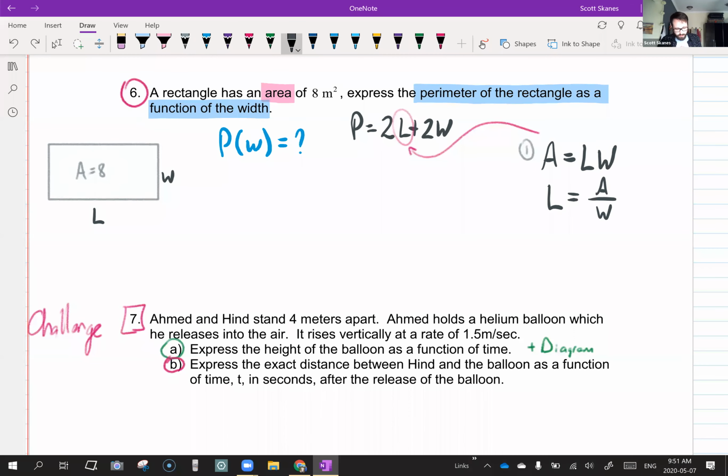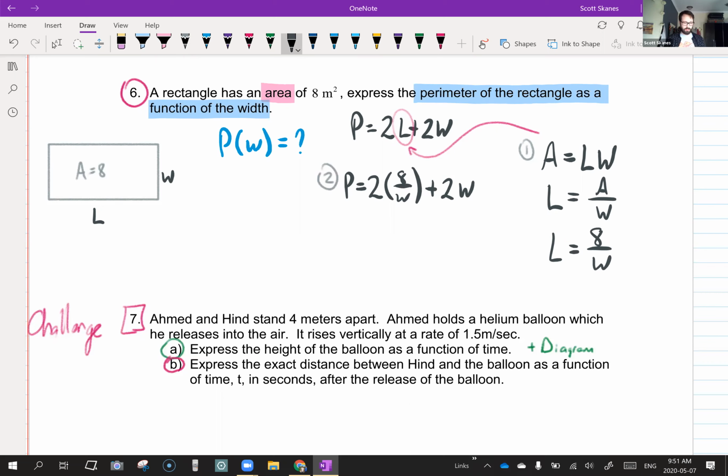And that means length is actually 8 over W. Now that I have that, I just stick it back into the formula. And that's what I'll do. Perimeter is 2 times 8 over W plus 2W.